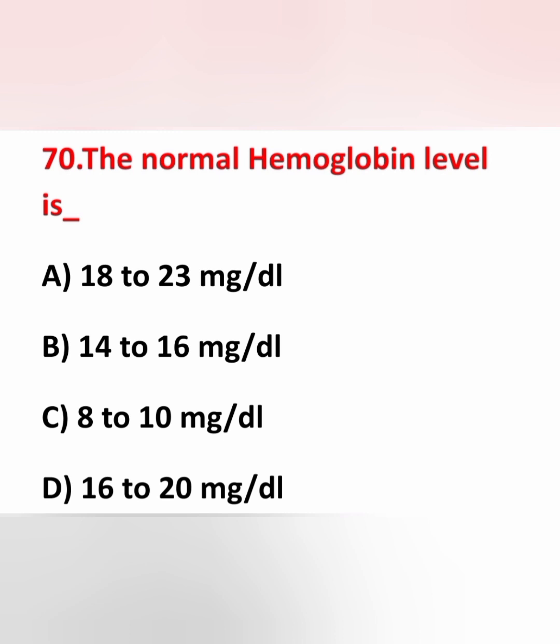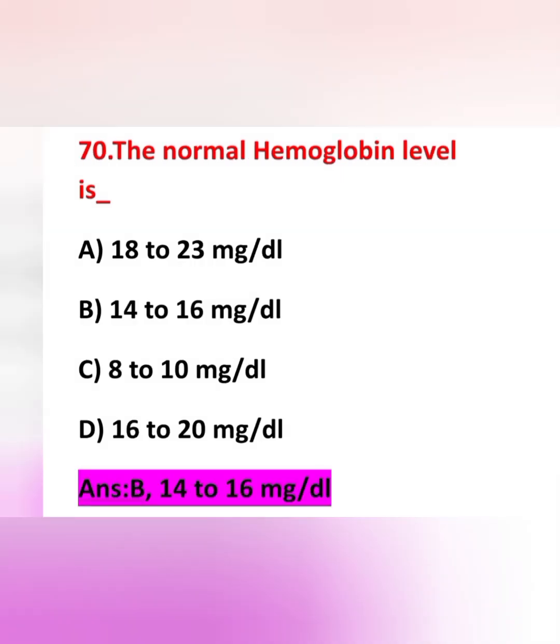The normal hemoglobin level is. Options are option A 18 to 23 milligram per deciliter, option B 14 to 60 milligram per deciliter, option C 8 to 10 milligram per deciliter, and option D 16 to 20 milligram per deciliter. And here correct answer is option B, 14 to 16 milligram per deciliter.